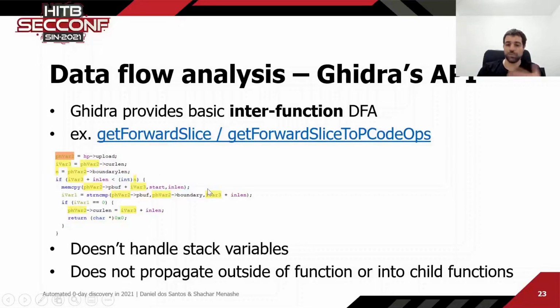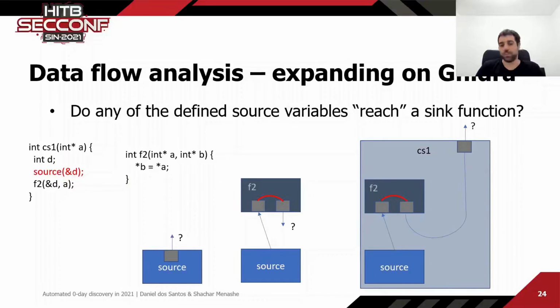Basically, there are two major cases that we need to take care of: propagation of the data into child functions, and propagation of the data outside of the current function. And again, we propagate this data through the whole program and check eventually if any of the sources reach some sink function.